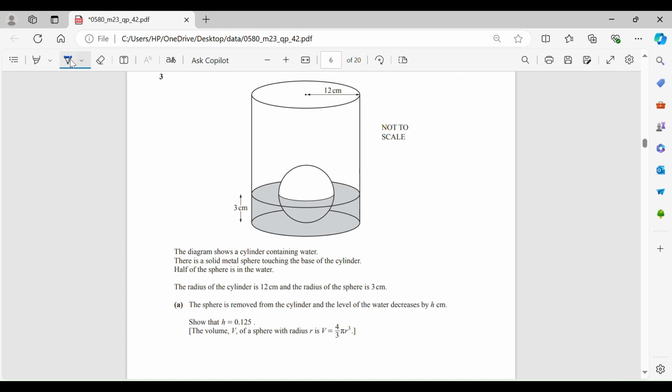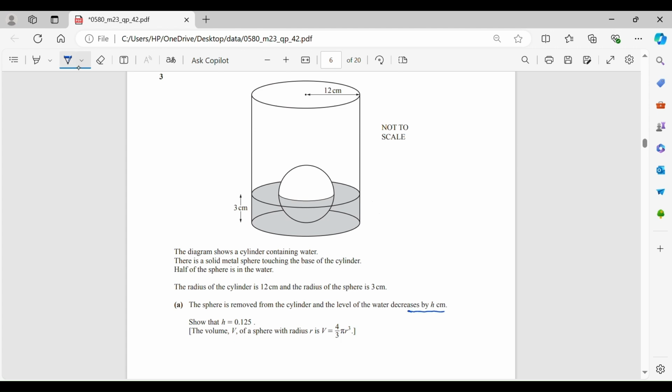Next question, question number 3. The diagram shows a cylinder containing water. There is a solid metal sphere touching the base of the cylinder. Half of the sphere is in the water. The radius of the cylinder is 12 cm. Radius of the sphere is 3 cm. The sphere is removed from the cylinder and the level of the water decreases by h centimeter. So show that the height is this. So it is decreased by h centimeter.